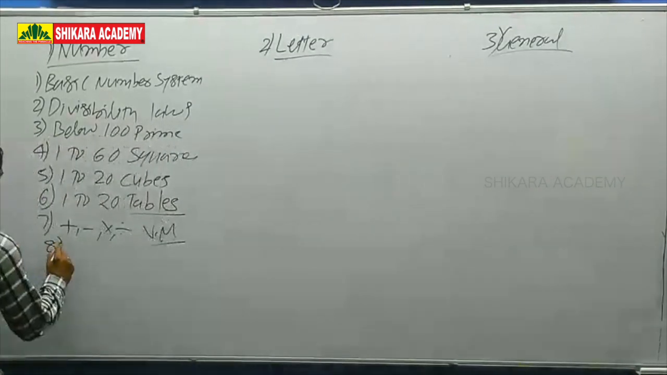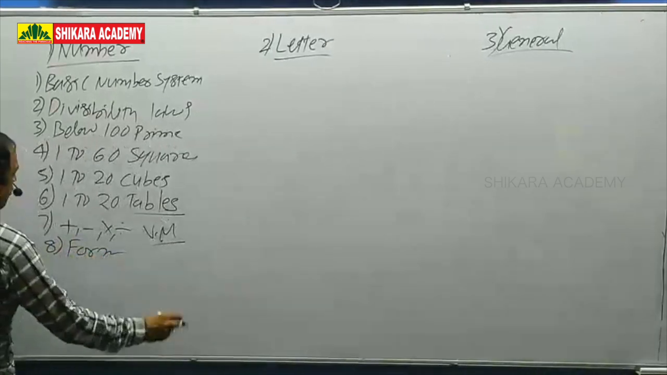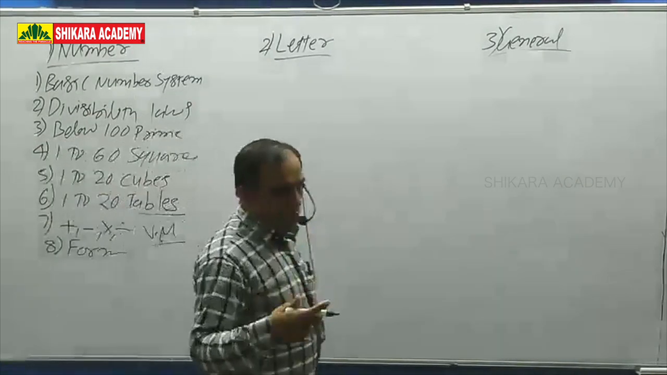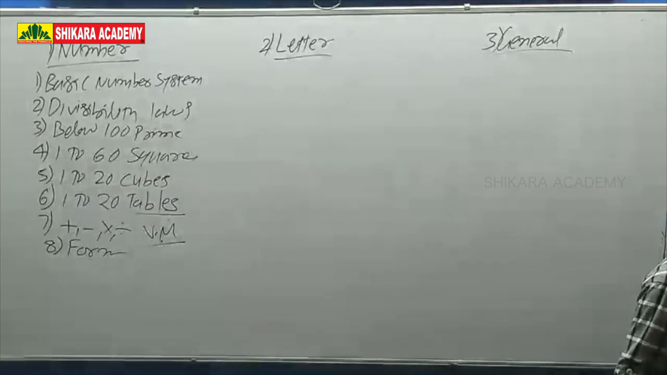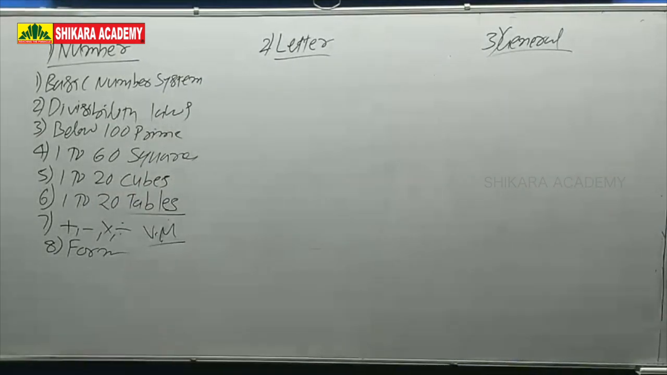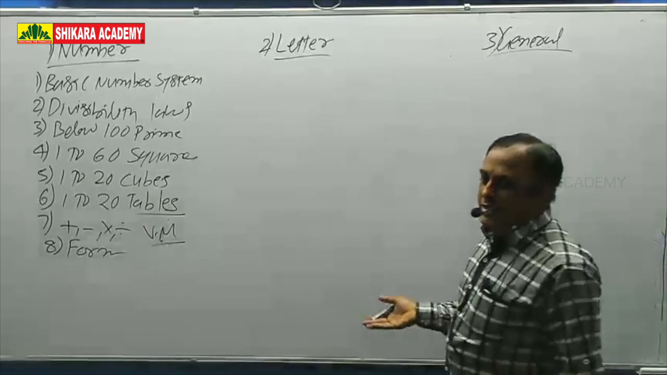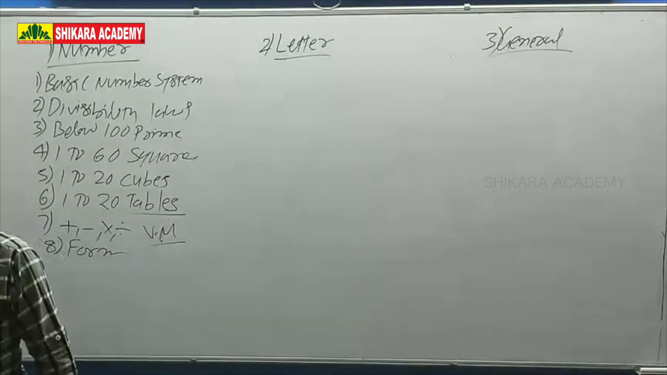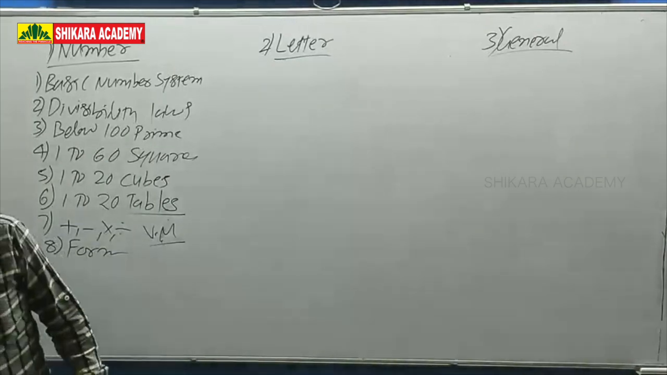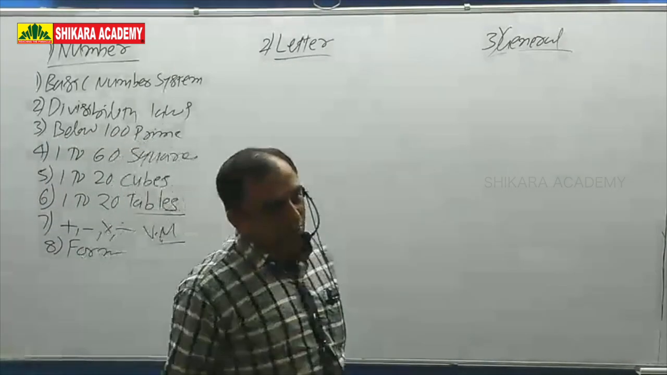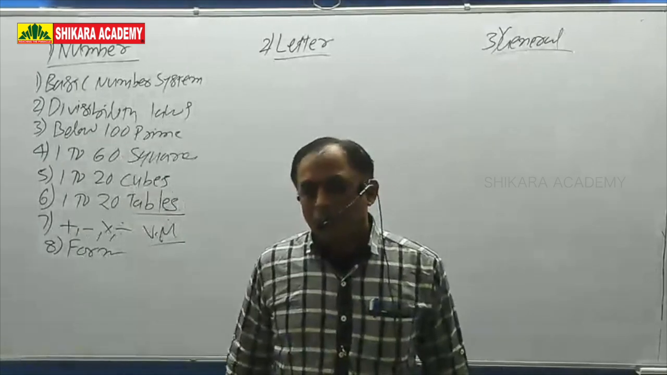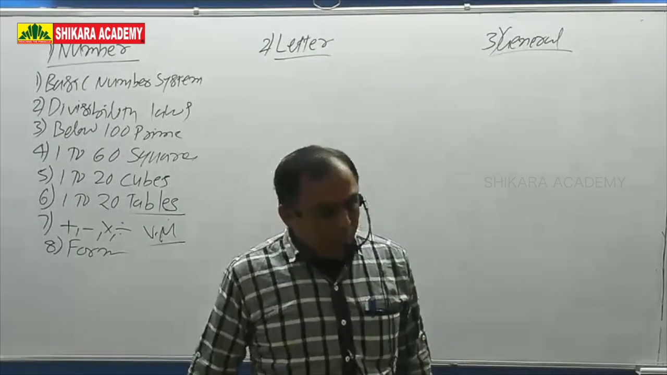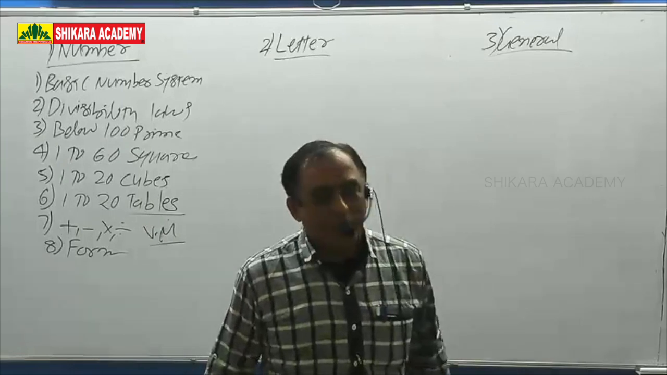And finally, the eighth one is formulas. Without formulas, you cannot find the answer. Most of the aptitude questions depend on formulas only. Area of the rectangle, area of the square, area of the circle, area of the triangle, total surface area of the cube, cuboid, parallelogram, rhombus. Formulas are important.